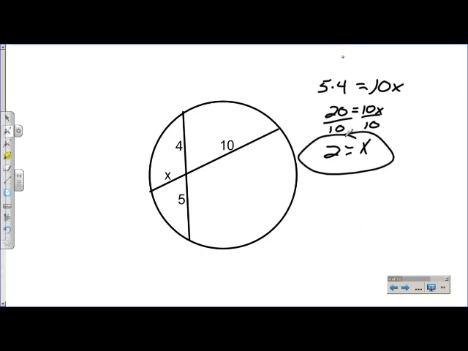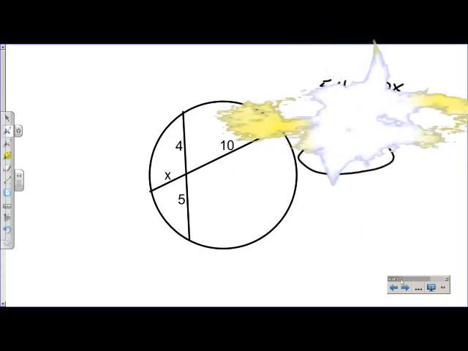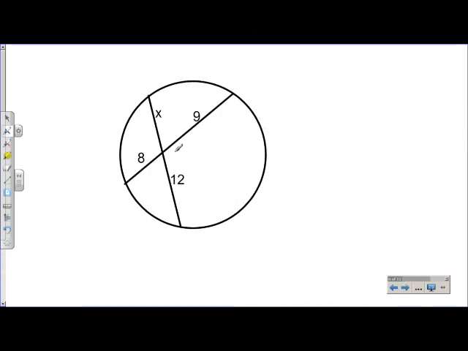When the two chords are inside the circle, it's really not that difficult. You know, part times part equals part times part. So 8 times 9, this part times this part, equals x times 12, and we always put the variable first. It just works out better that way.